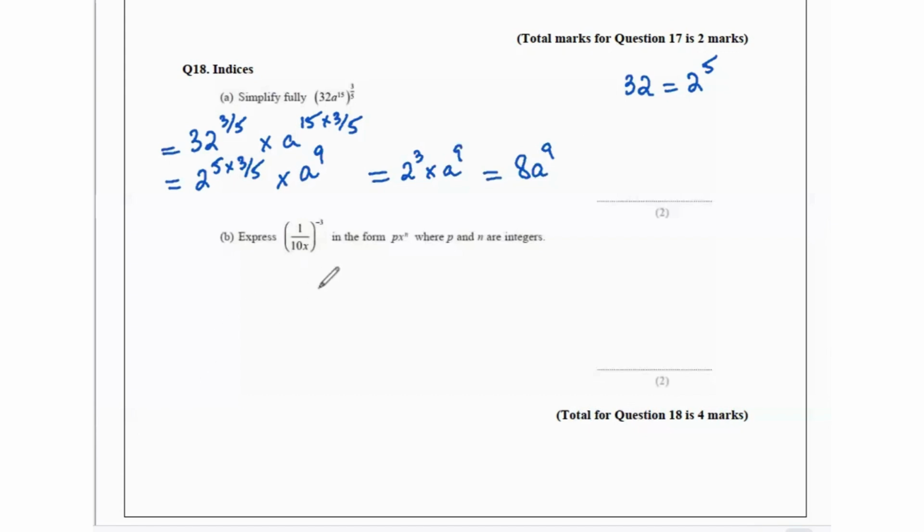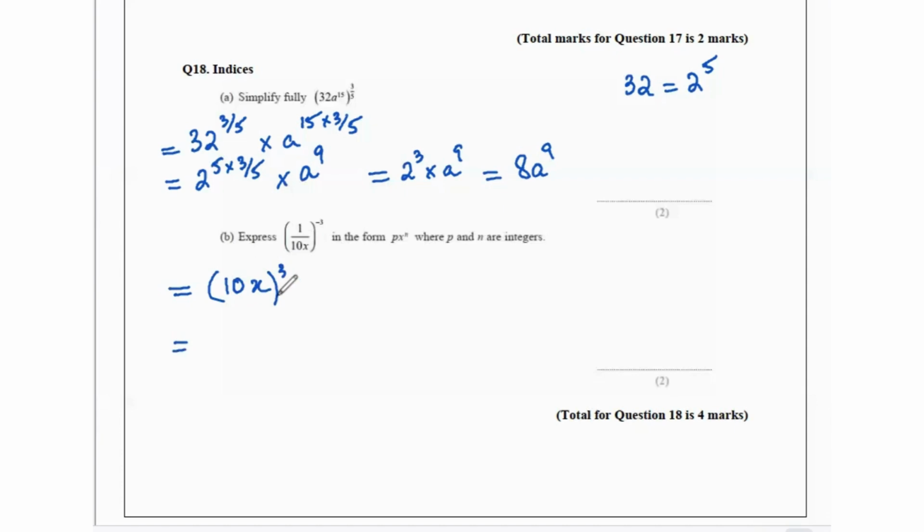Then part B says express (1 over 10x) whole power negative 3 in the form of p times x to the power of n, where p and n are integers. Whenever you have a negative power, whether it's outside the bracket or inside the bracket, the first thing I would suggest is to make it positive. How do we make it positive? We can flip the fraction. When we flip the fraction, the sign of the power changes. So (1 over 10x) to the power of negative 3 becomes (10x) to the power of positive 3.